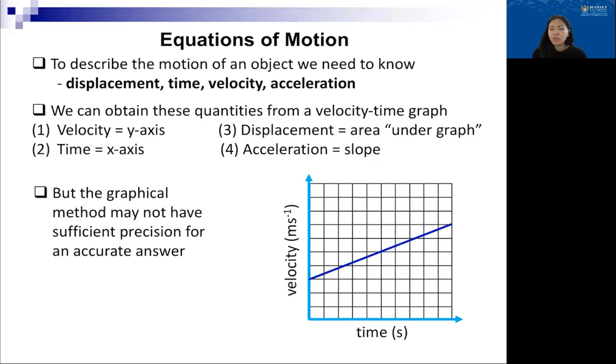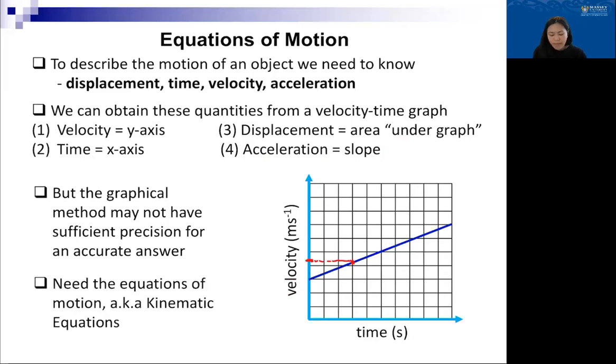But the graphical method may not have sufficient precision for an accurate answer. For example, we might have to estimate if we wanted to find, for example, the value of velocity at this point. Then we're sort of estimating what's the value of the velocity here. So sometimes the graphical method might not be so accurate.